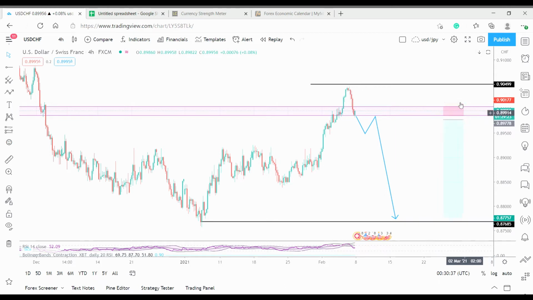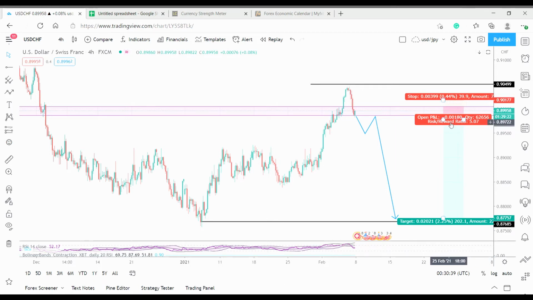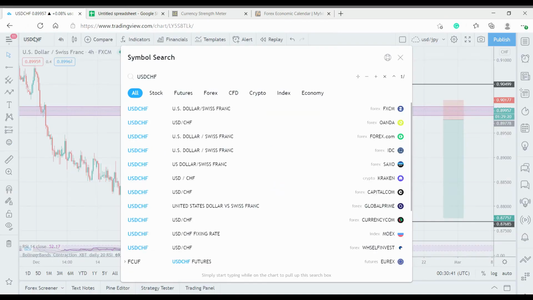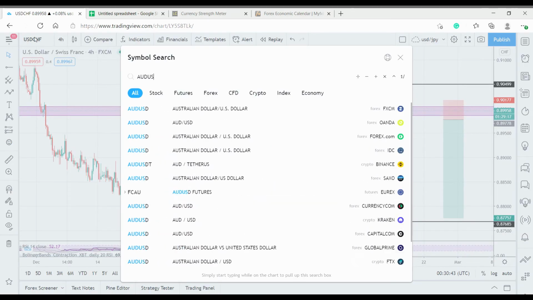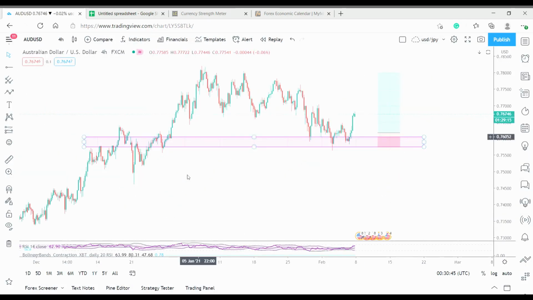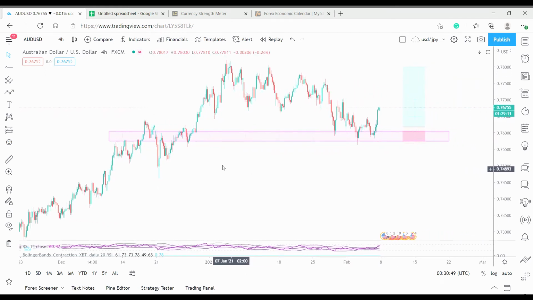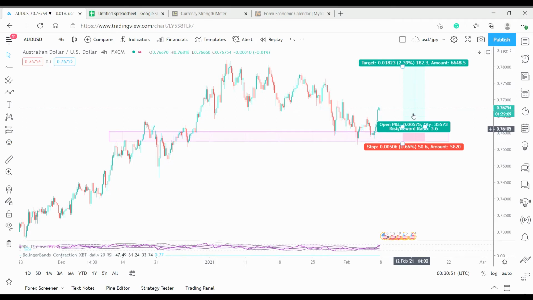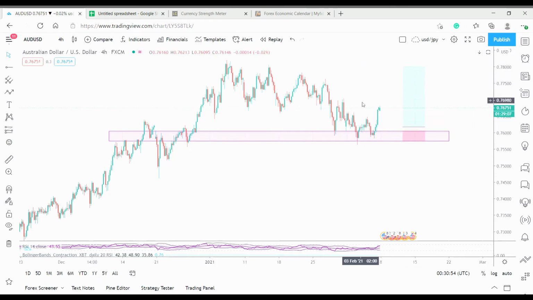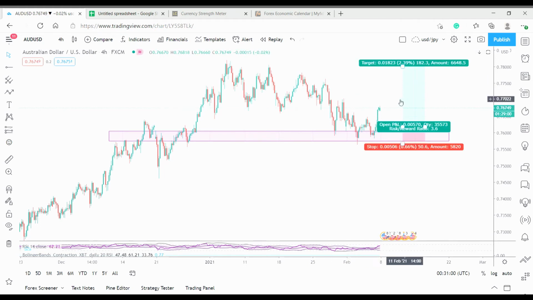All right, so let's head over to the Aussie US dollar now. Okay, Aussie US dollar. I have taken a buy position in this pair last week, and it is still in profit. I'm expecting it to keep moving up. I'm taking a partial profit soon, and will be moving my stop loss to break even.